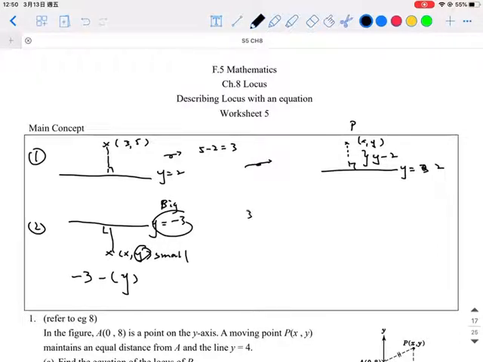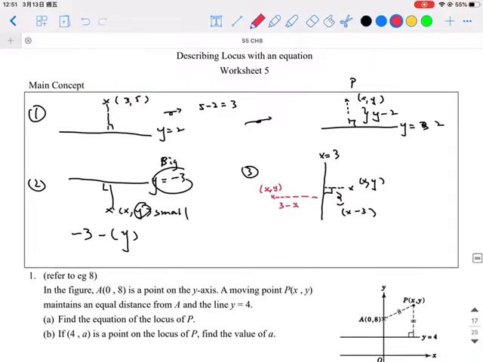And how about if it is a vertical line? For example, if this one is x equal to 3, and if the point is here, P(x, y), then the distance will become x minus 3. Okay, if it is on the left hand side, for example here is P(x, y), this distance will become 3 minus x. So you need to pay attention to the order of x and the value of y or x.